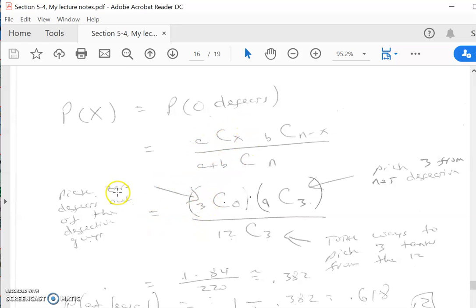This guy right up here, that's the probability of picking 0 defects out of the 3 that we know are defects. This is the probability of picking 3 out of the 9 that are not defective. So you see what's going on? I got my A and I got my B. A is the category of defective. This is B. That's the 9 guys that are not defective. So that's where we get the A corresponds to this. x corresponds to 0. n minus x corresponds to 3. So if 0 are defective, that means that the rest of them are not defective.